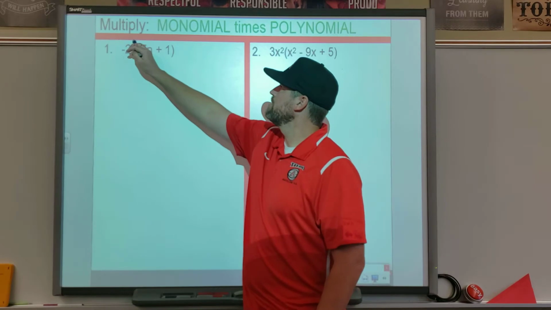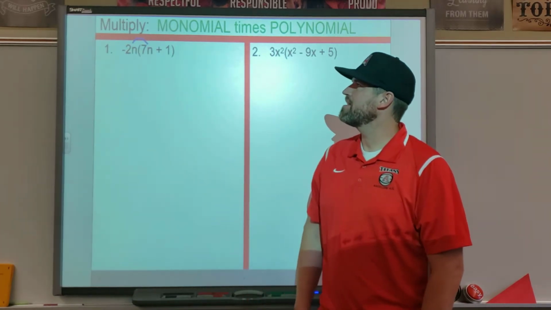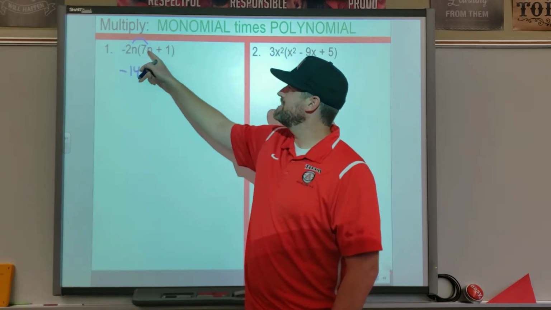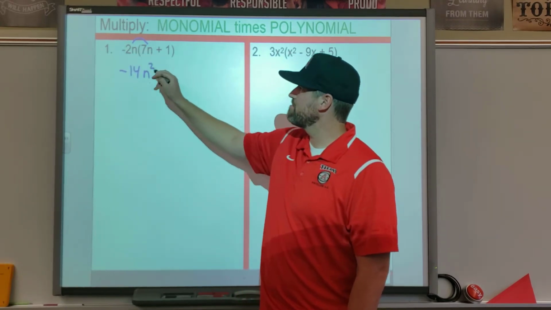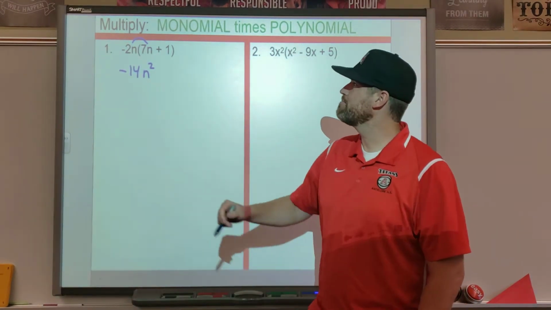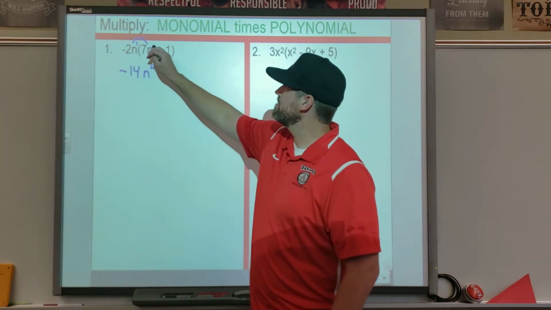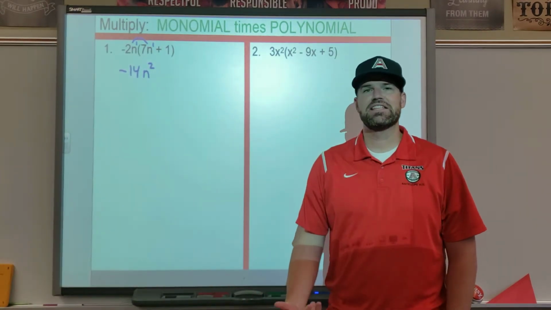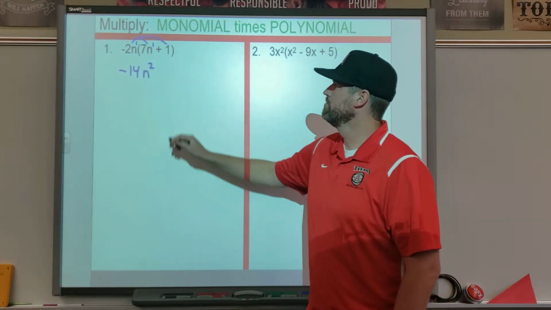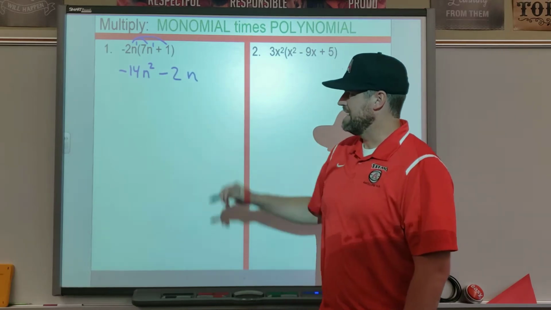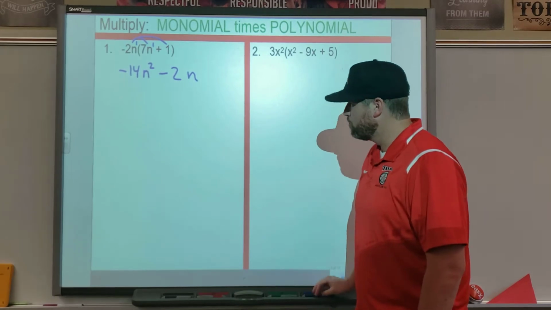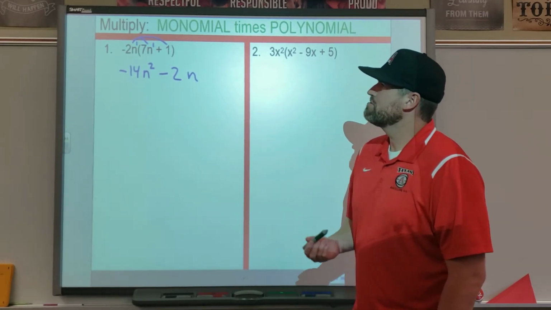So we could do negative 2n times 7n, which we would multiply the numbers to get negative 14. And then n times n is n times itself, so that is n squared. When we multiply, we actually just add the exponents. This is n to the first. This is also n to the first, so that's n to the second. And then we would distribute the negative 2n times 1, which would just be minus 2n. These are not like terms, so we cannot combine them. We're done. But we can also use a box.